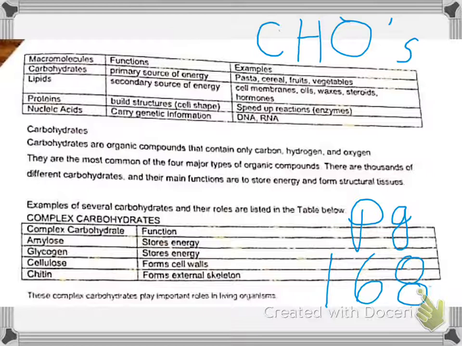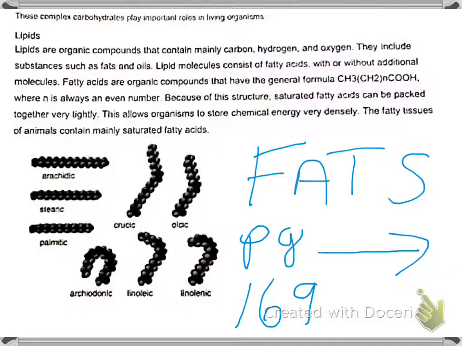Alright. So complex carbohydrates are different than simple carbohydrates. Carbohydrates have carbon, hydrogen, oxygen. That's why I abbreviated CHO, because they have carbon, hydrogen, oxygen.